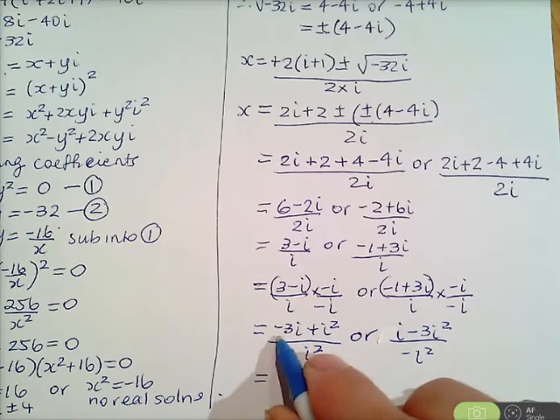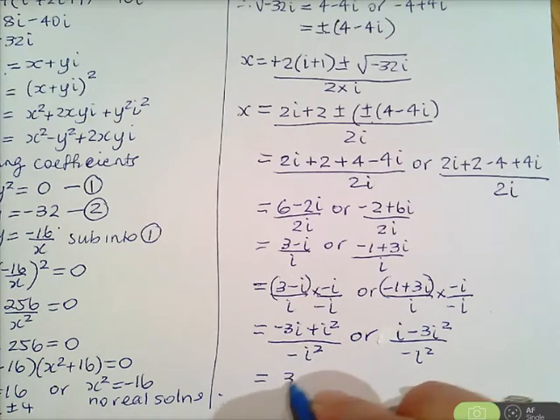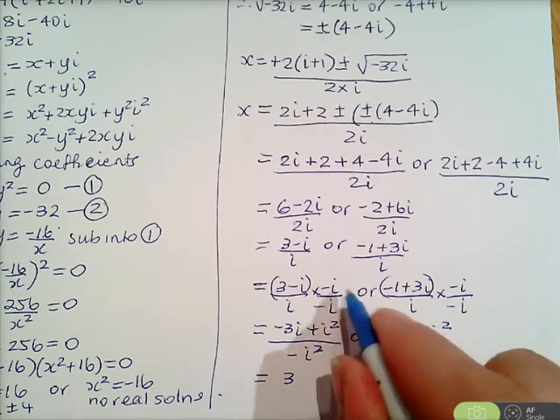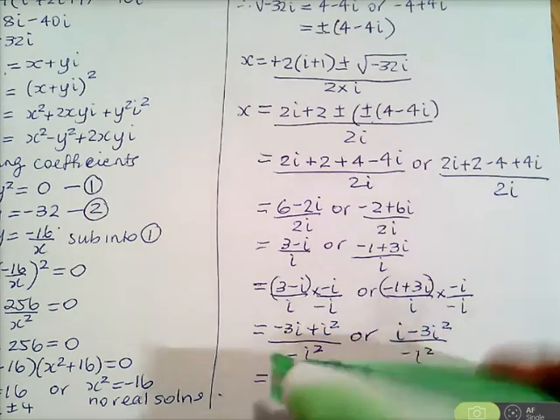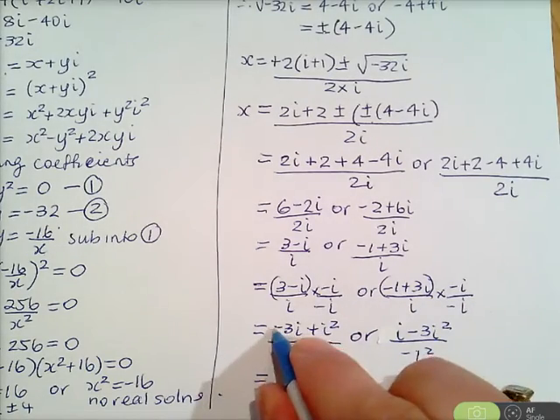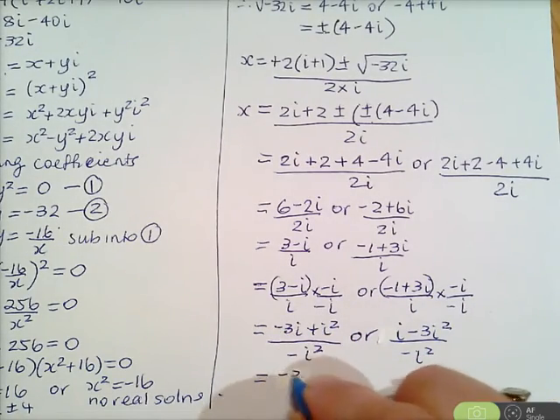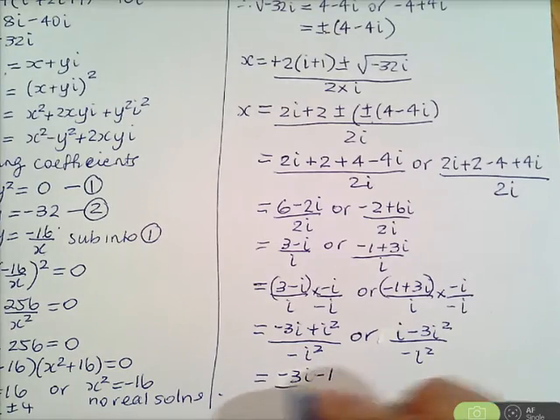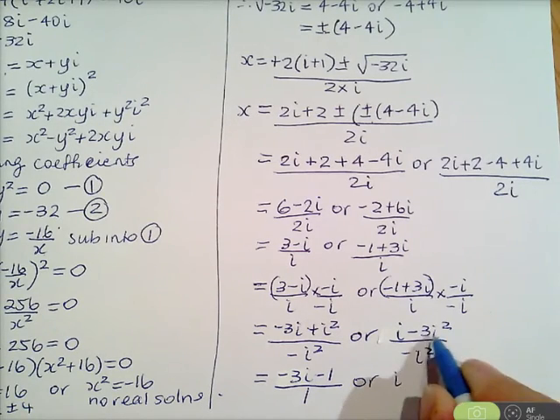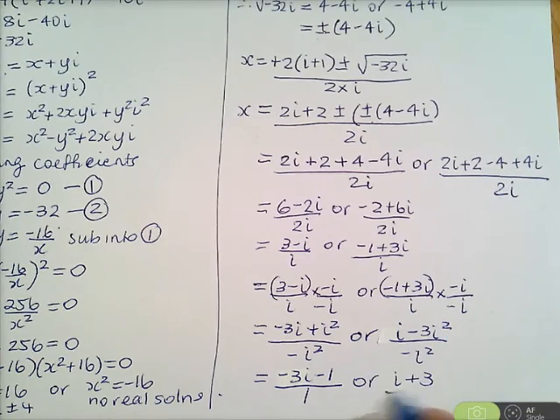Now, negative 3i squared is negative 3 times negative 1, which is positive 3. I think we've lost an i. Oh, no, sorry, mistake. So, sorry, that's not a squared. So you get minus 3i minus 1 over minus i squared, which is positive 1, or i plus 3, because minus 3i squared is plus 3, over negative i squared again, which is 1.